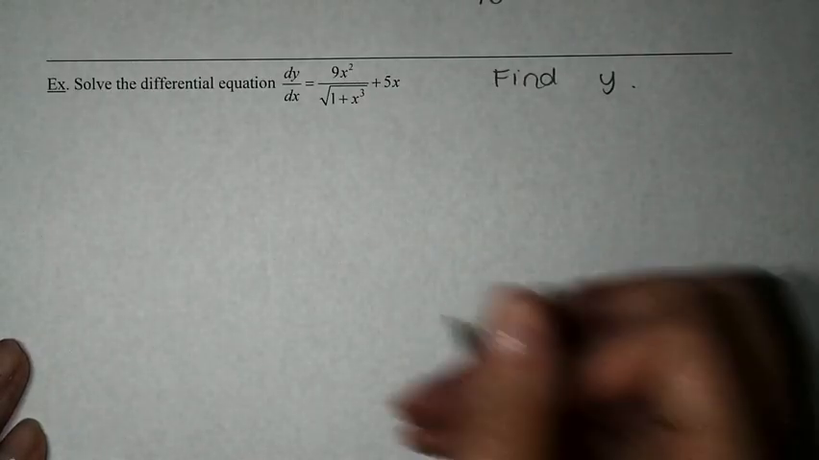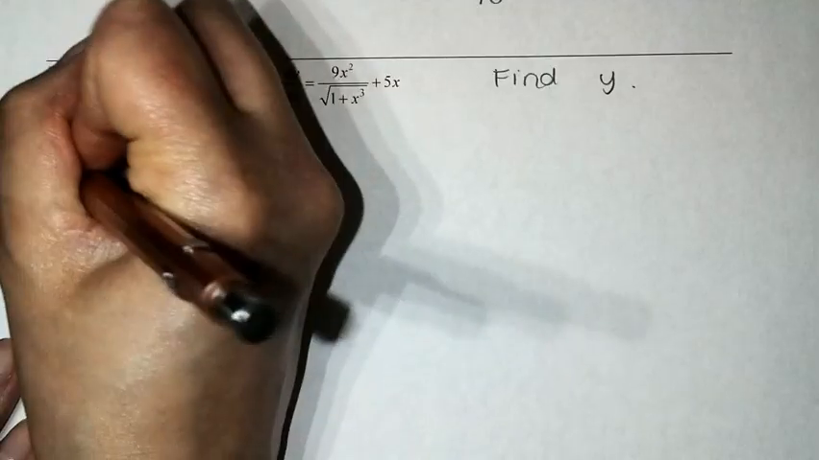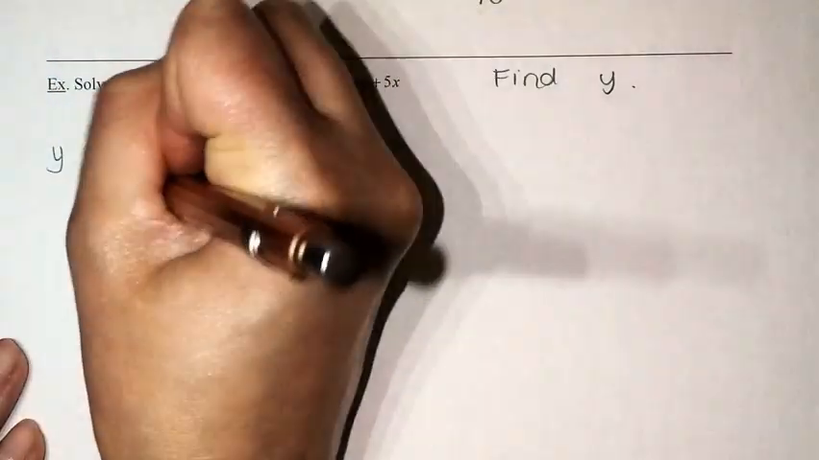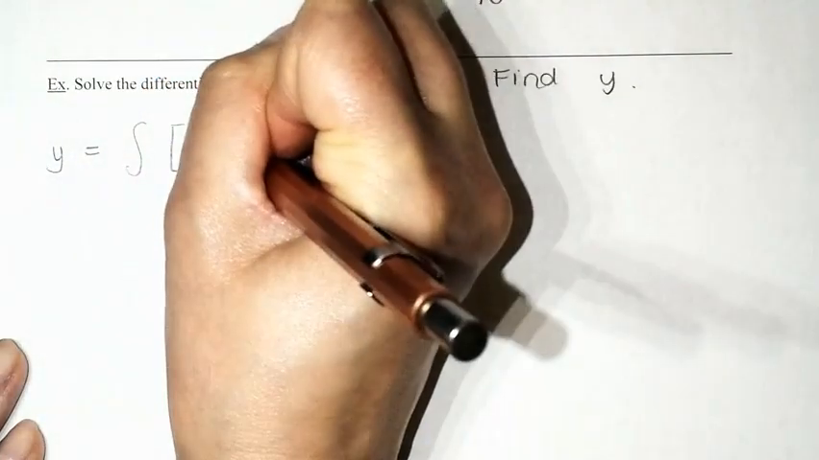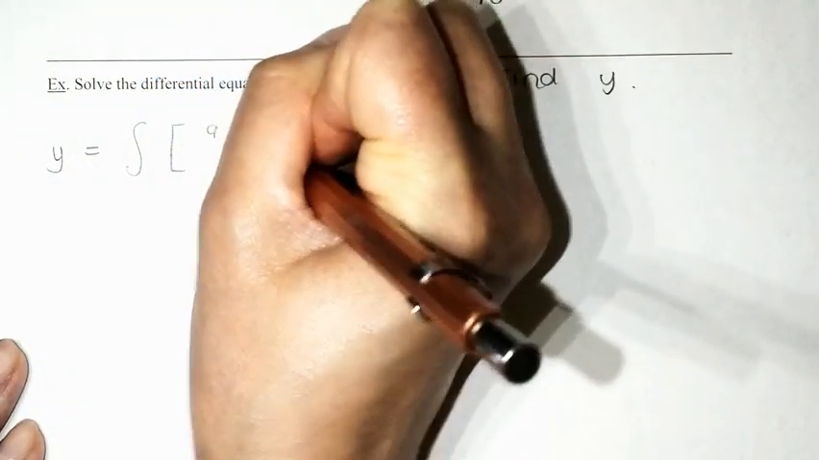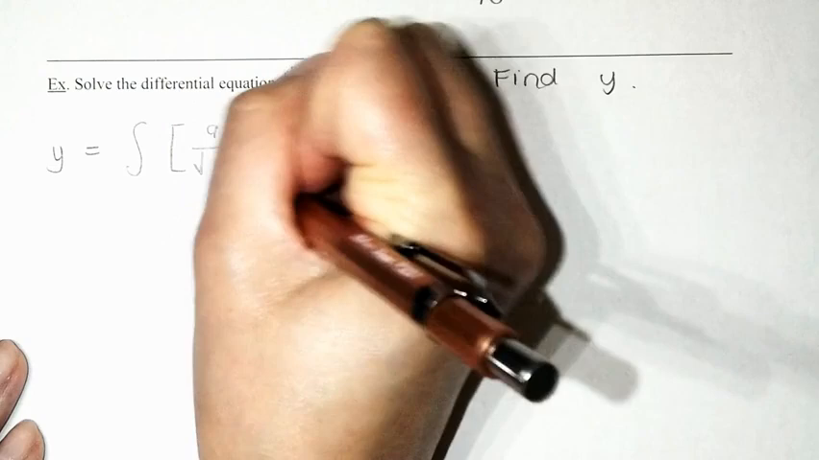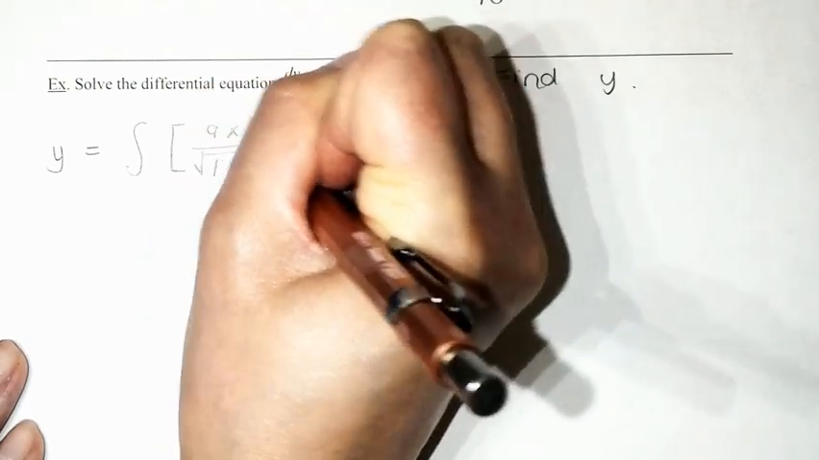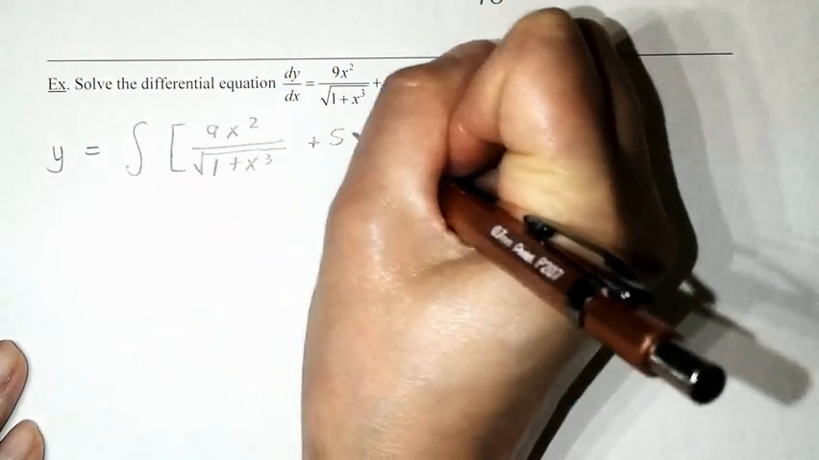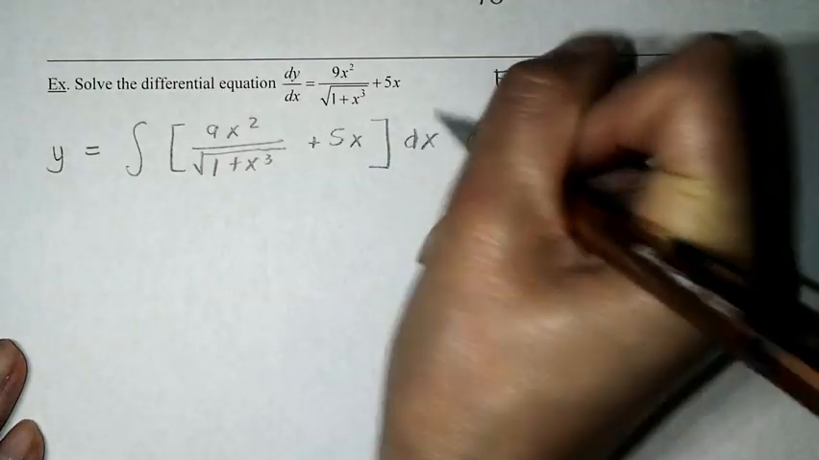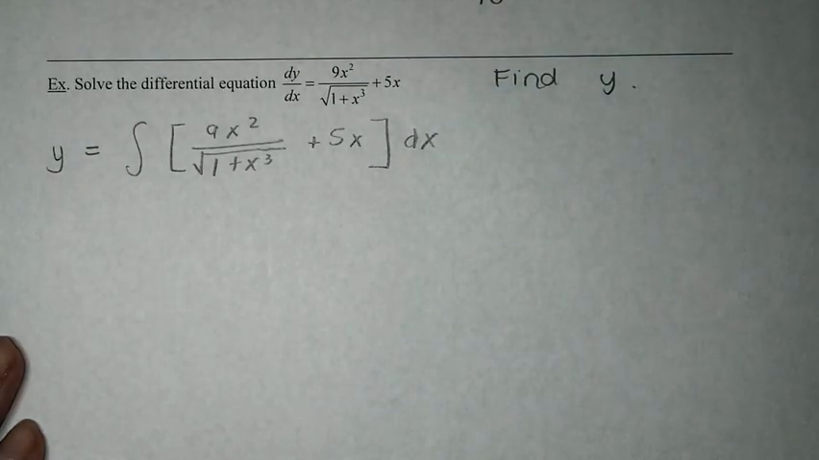Okay, so what you're going to do is, you know that y is going to be equal to the integral of all of this monstrosity, right? So it's 9x squared, all of this divided by the square root of 1 plus x cubed, plus 5x, and all of this dx. Okay, so that's what we want to do.